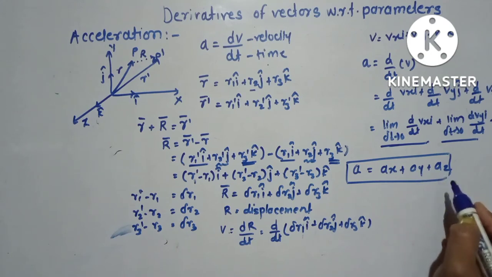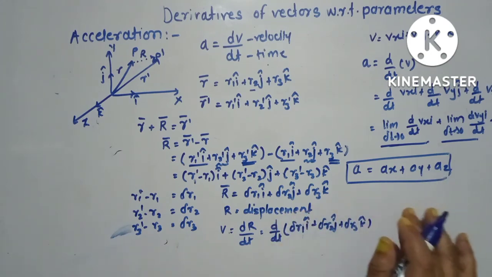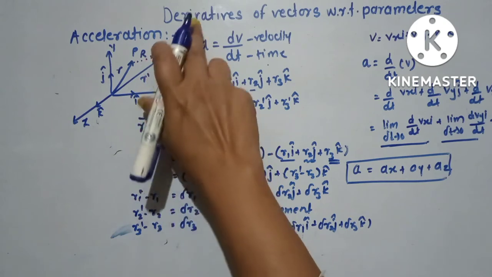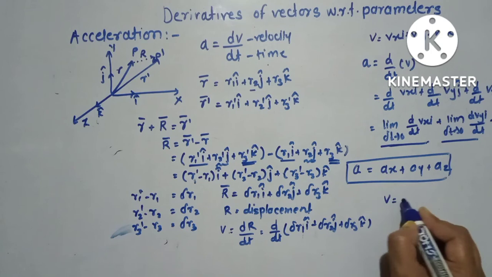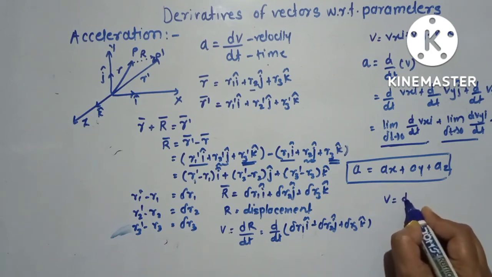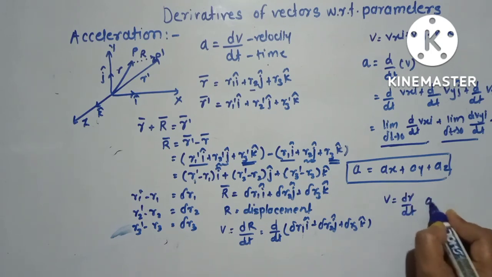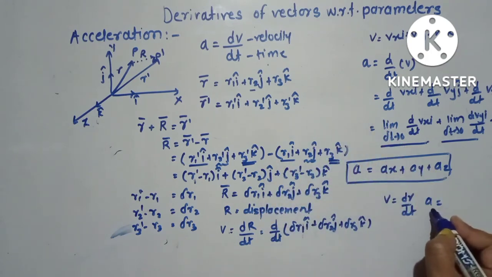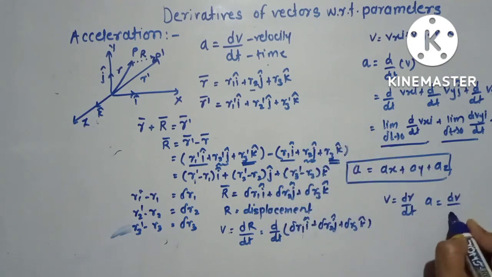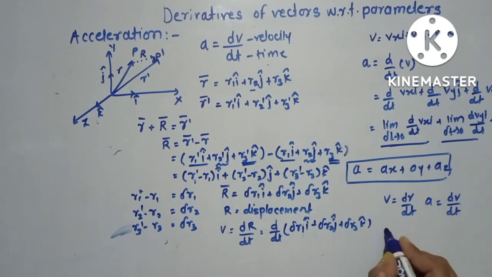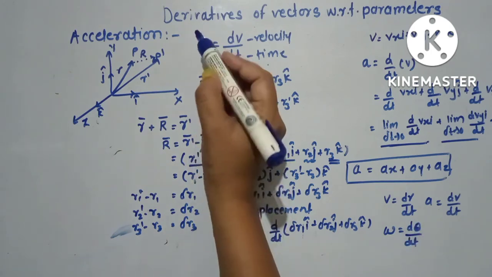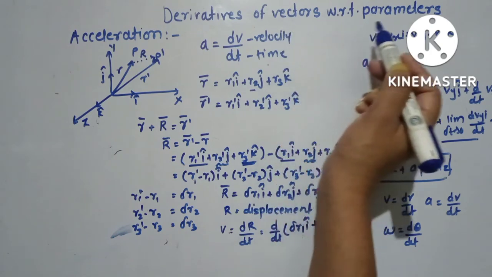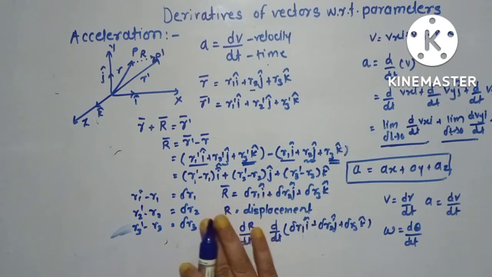All the physical quantities we study in physics are almost all derivatives with respect to some other parameters. Velocity is the derivative of the radius vector with respect to time. Acceleration, which we have just seen, is the derivative of the velocity with respect to time. Angular velocity is the derivative of angular displacement with respect to time. Derivatives of vectors with respect to parameters is the most important point regarding physics.